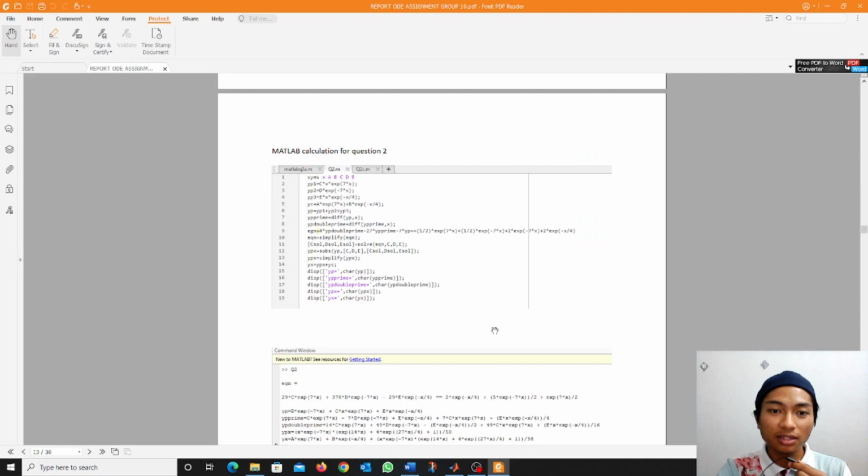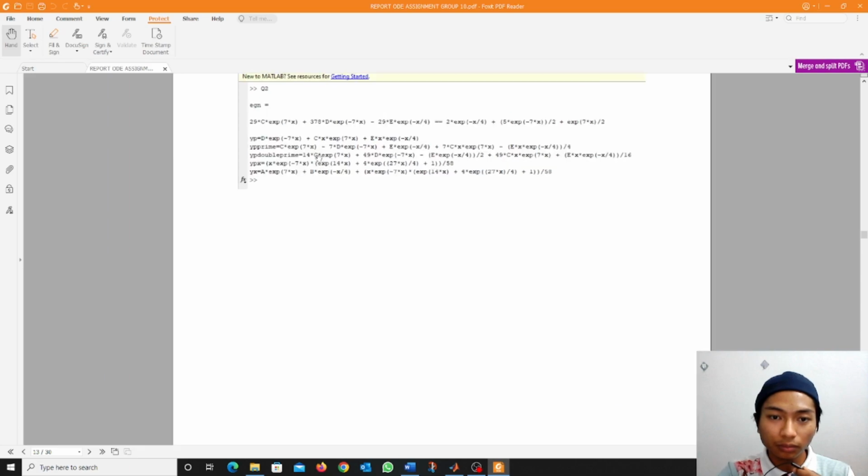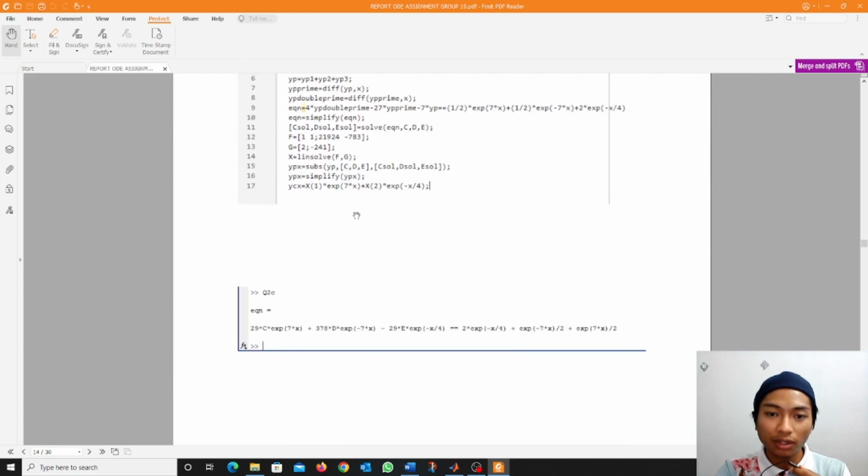Next, this is the MATLAB calculation for question number 2. This is the coding for the MATLAB, and this is the output. As you can see right here, the equation from MATLAB is the same as the manual calculation. Same here, this is the coding, and this is the final equation from MATLAB, and it is also the same as the manual calculation we got earlier.